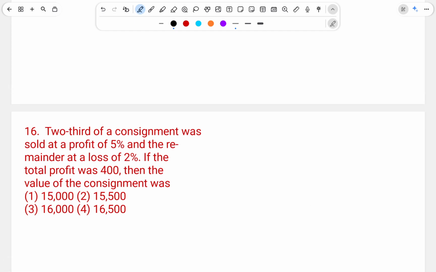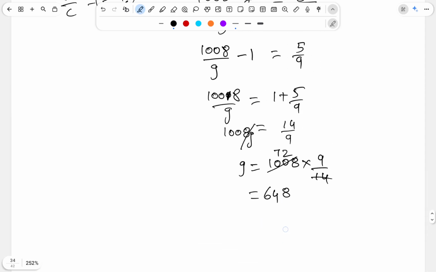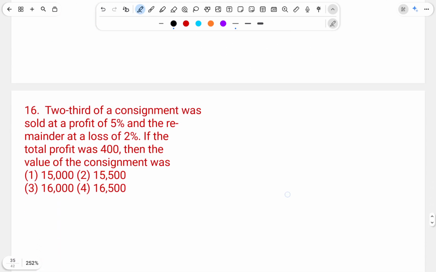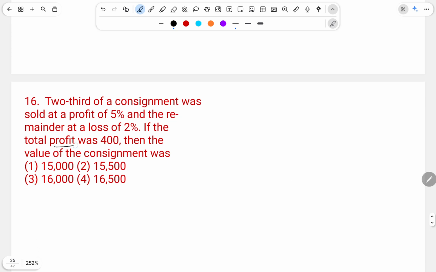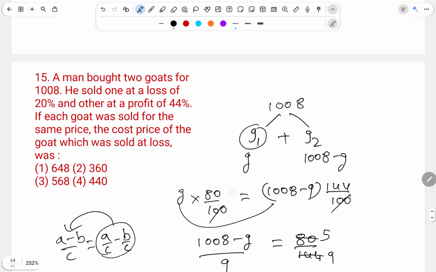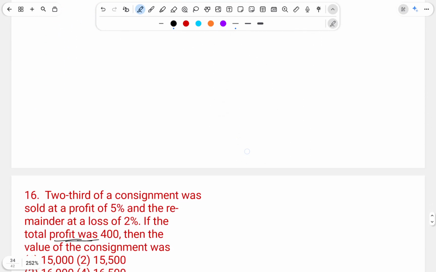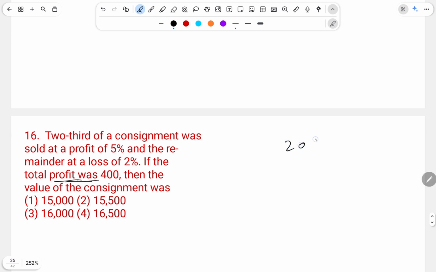Then see, 2/3 of a consignment was sold at a profit of 5%. So the difference between this and the previous question is, here they are talking about profit. Profit and selling price. Suppose if I say 20% profit means 20%, but selling price becomes 120. Here they are talking about profit. So we should take this as 5% only. See, 2/3 of a consignment was sold at a profit of 5% and the remaining at a loss of 2%.